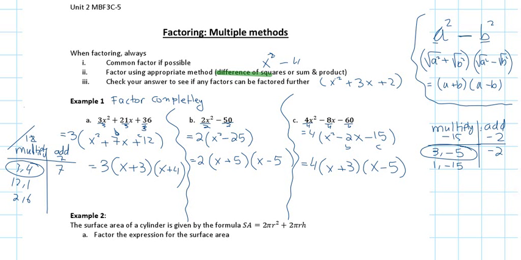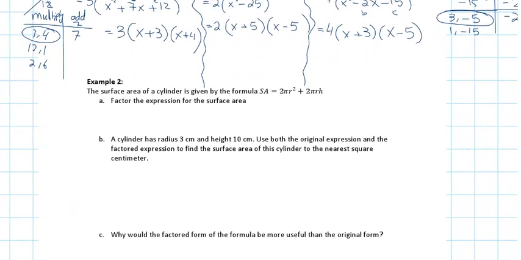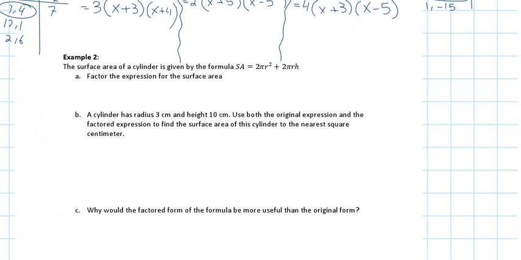Typical word problems. So they give you the surface area of a cylinder is given by the formula SA equals, SA stands for surface area, equals 2 pi r squared plus 2 pi rh. R stands for radius, h stands for the height of the cylinder. Factor the expression of the surface area. So they want you to factor this.